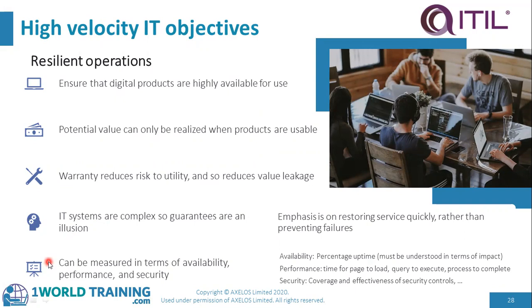Resiliency can be measured in terms of availability, performance, and security, and even continuity. Availability is the percentage uptime. It must be understood in terms of impact of the uptime and the downtime. Performance is, for example, time for a page to load or time taken by a query to execute and provide results of the query or time taken for a process to complete and maybe produce a report. Security is about coverage and effectiveness of the security controls.